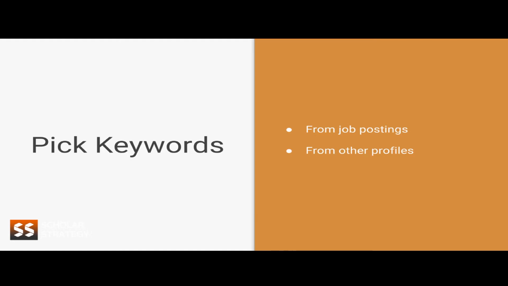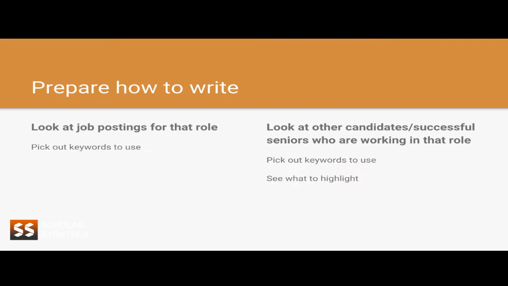Okay, so once we have shortlisted the roles that we are looking for, and in this video I am going to be talking about product management roles, the first step is to collect some keywords that we can use in our profile. How are we going to do that? I'm going to show you. We are going to pick keywords from job postings and from other people's profiles in that role. So, 2 steps.